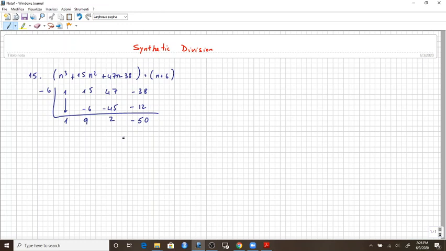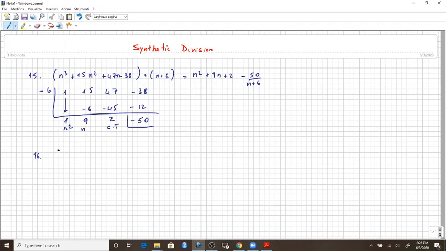Alright, so at this point what we have is that this is the remainder, right? This is the constant term, this is the n, and this is the n squared. So our answer is n squared plus 9n plus 2, and then we have a remainder of 50, so we get minus 50 divided by n plus 6 because that's a remainder. Okay, so let's work on number 16.